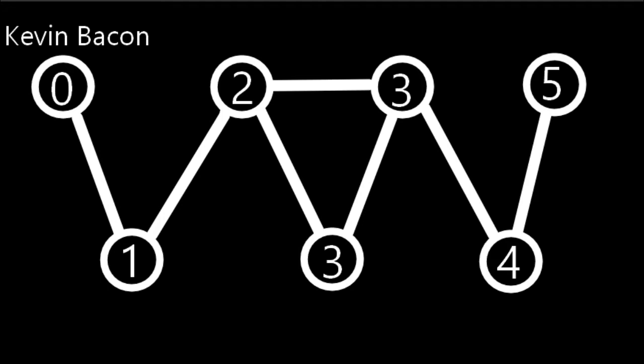So if you are Kevin Bacon, your Bacon number is 0. If you're not Kevin Bacon but you've worked with him in a film, your Bacon number is 1. And if you don't have a Bacon number of 0 or 1, but you've worked with someone who has a Bacon number of 1, then your Bacon number is 2, and so on.